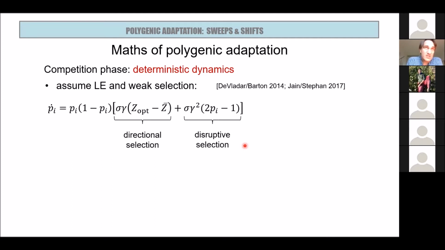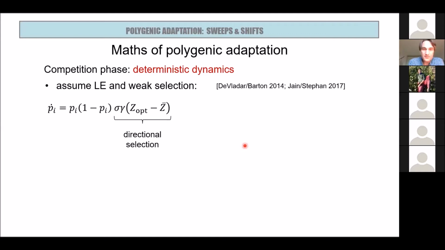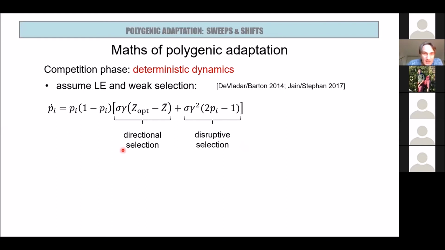And how is this done? Selection against genetic variation is done by moving alleles that are already at a high frequency up to frequency 1 and moving alleles that are at a very low frequency down to frequency 0. So this is disruptive selection on the level of single loci. However, you also see that this term only matters if this distance of the optimum to the trait mean is of the order of this gamma here, right? So we have one gamma here, we have a gamma square here.